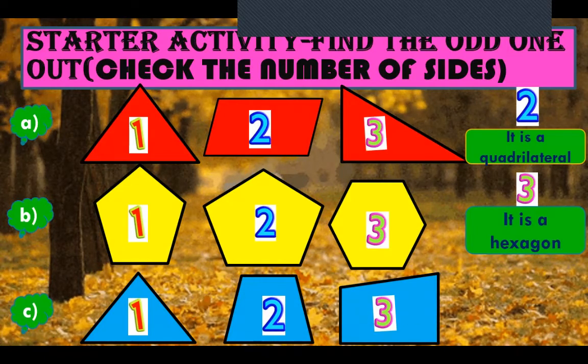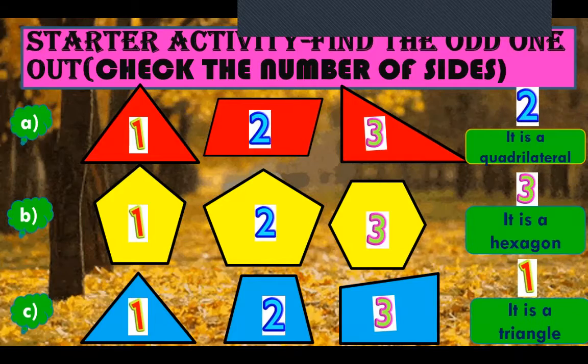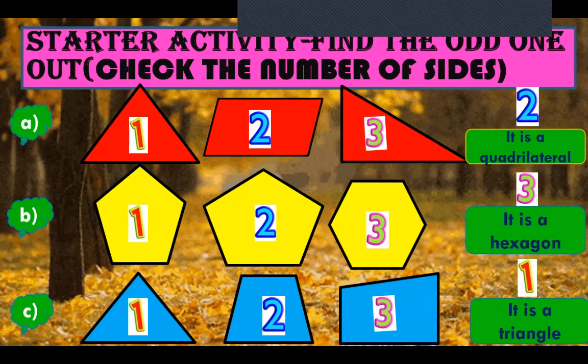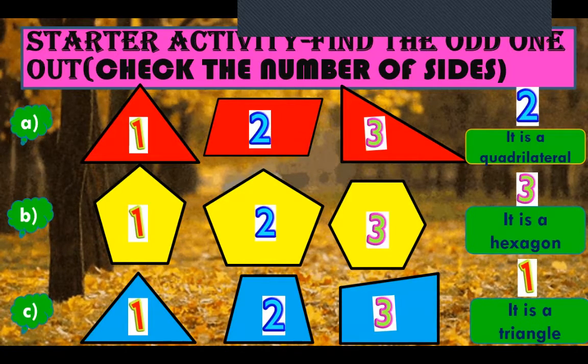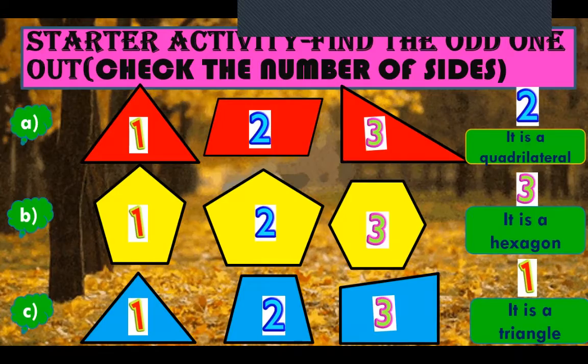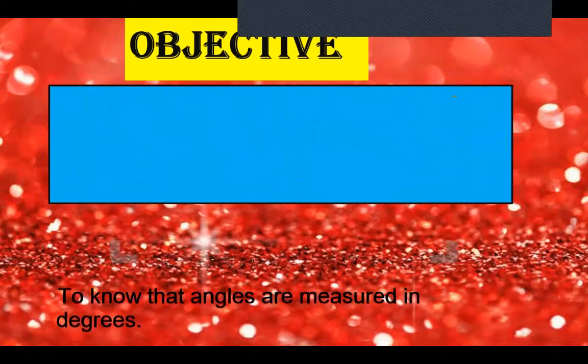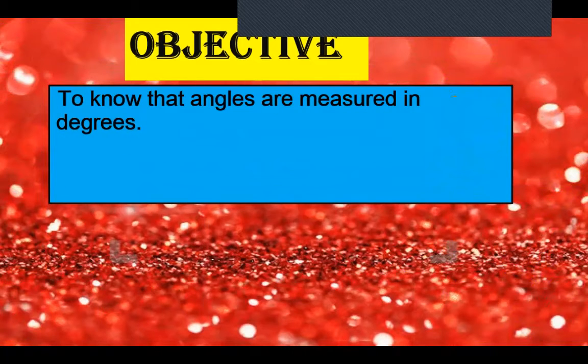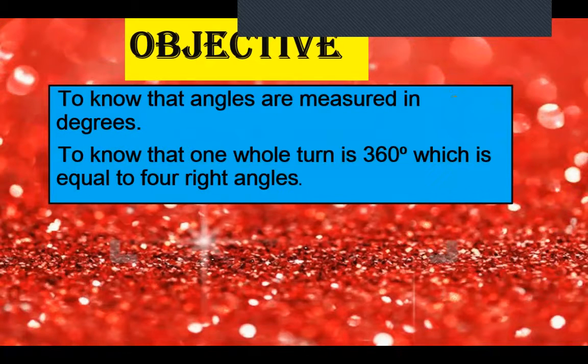In the third question, the first shape is odd as it is a triangle having 3 sides and others are quadrilaterals having 4 sides. Our lesson objective is to know that angles are measured in degrees, to know that one whole turn is 360 degrees, which is equal to 4 right angles.